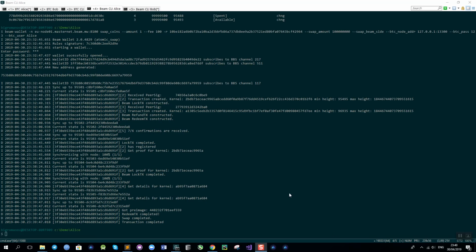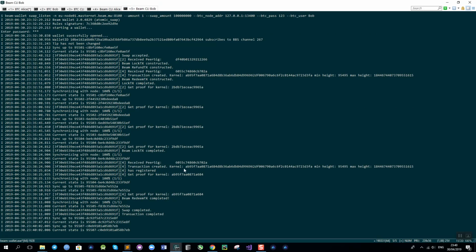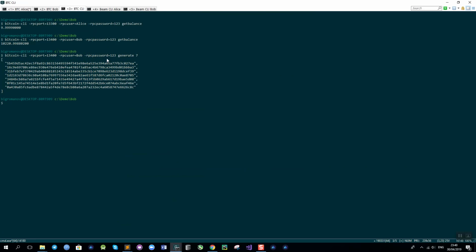Now several minutes have passed, and we can see that the swap actually completed successfully, both on the sender and the receiver side. And we can see that all of the transactions that we described were actually created: the lock transactions and eventually the redeem transactions. Now, if we go back to the Bitcoin CLI and advance one more block, we can see the updated balances for both Alice and Bob.